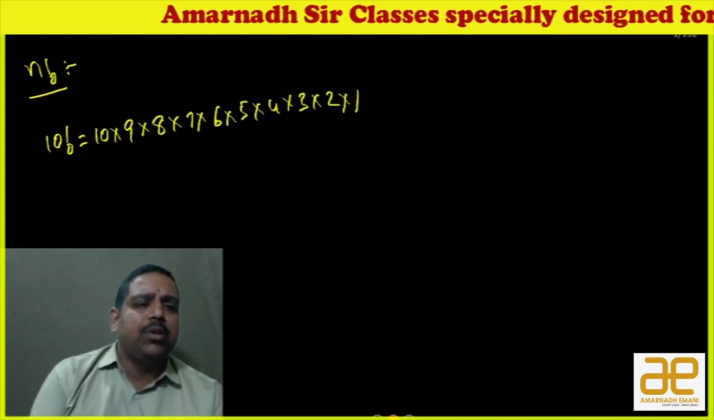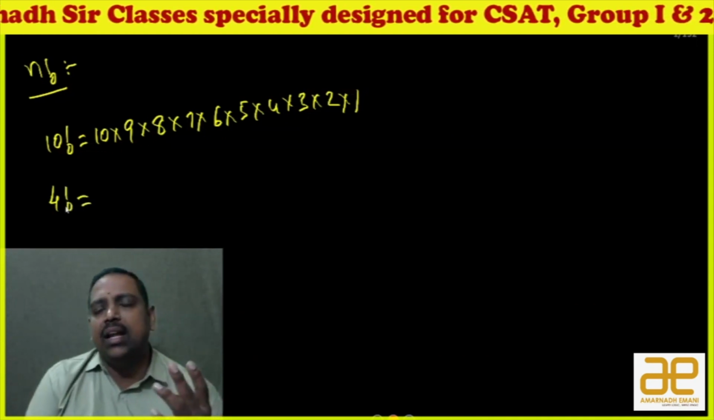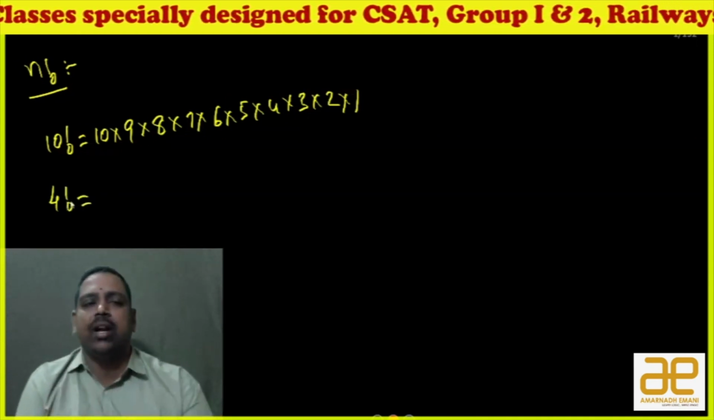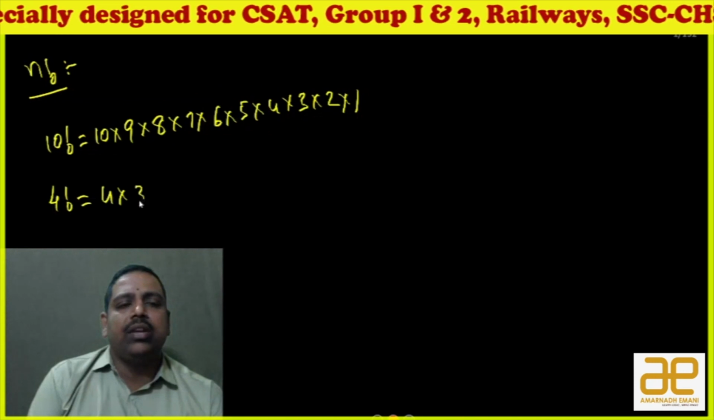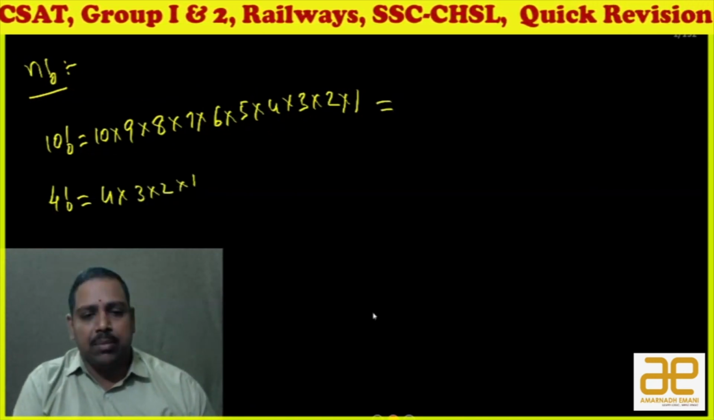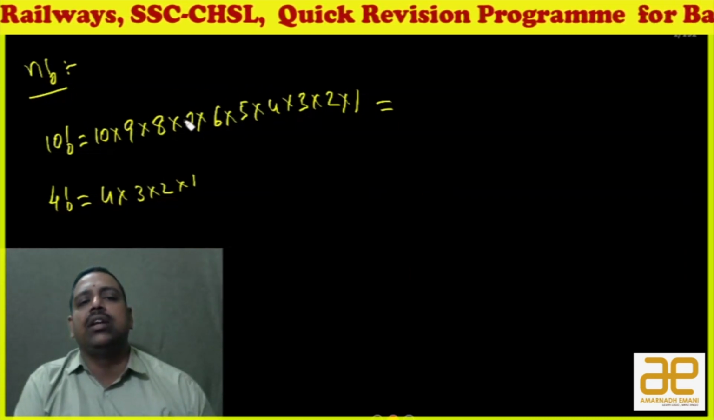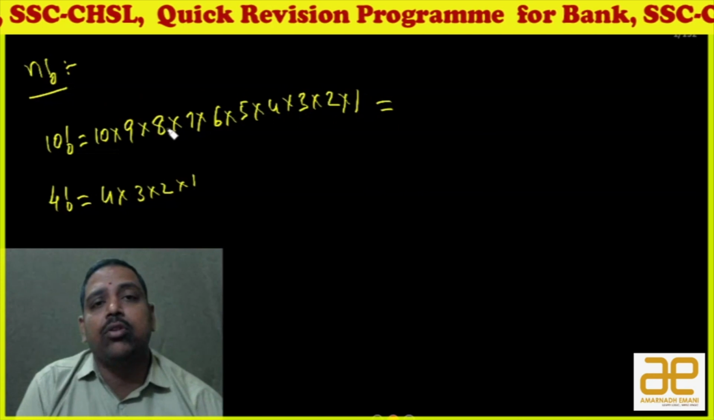The next one, suppose you want 4 factorial. Start with 4 and every time reduce 1 until you get 1, you should multiply, right? So 4 into 3 into 2 into 1. Good. Now, what we can observe is, 10 factorial you have written as 10 into 9 into 8 into 7 into 6 into 5 into 4 into 3 into 2 into 1, right?